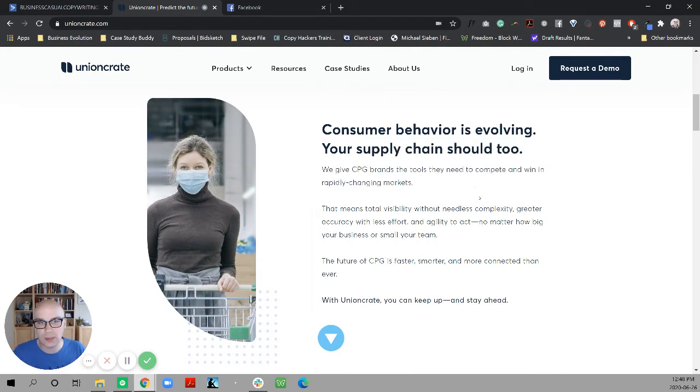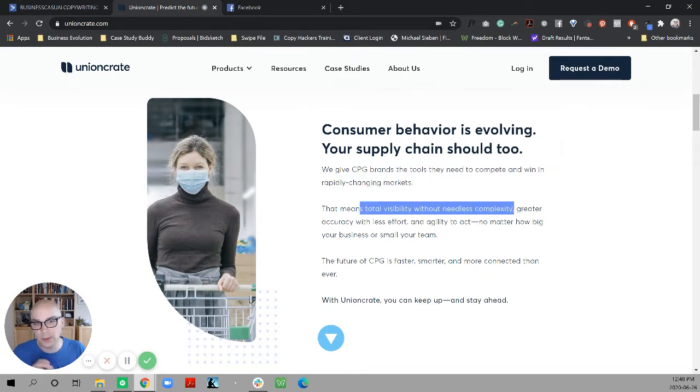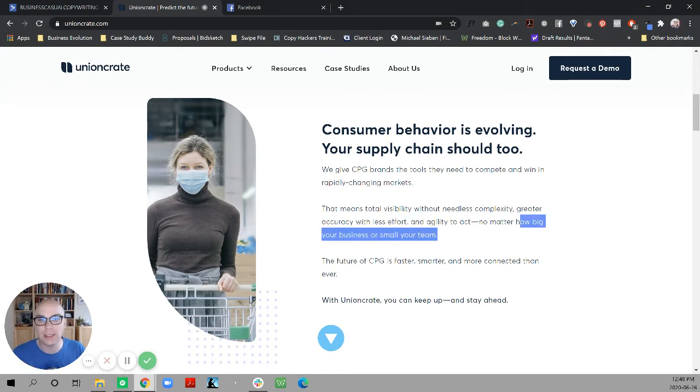We give CPG brands the tools they need to compete and win in rapidly changing markets. Again, that applies to both supply chain management and to demand planning. This means total visibility without needless complexity, greater accuracy with less effort, and agility to act no matter how big your business or small your team. Notice the phrasing there. Big business could be as big as enterprise, small team. Even within enterprise companies, the teams responsible for demand planning can sometimes be small. So in this clever way, we've again appealed to both parties.